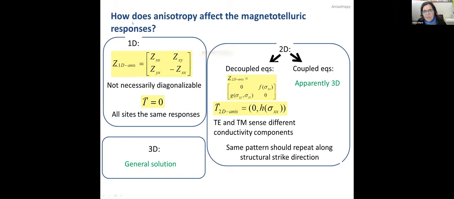How does the anisotropy affect the magnetotelluric responses? I summarize it very, very briefly. In 1D, the impedance tensor has different components in the off diagonals, and the same components in the diagonals but with different signs, and is not necessarily diagonalizable. So it's not always possible to find a direction in which the matrix becomes off diagonal. A characteristic, though, that will give us the main hint is that the tipper is zero, even if we have this type of impedance tensor. So this apparent inconsistency is one first hint about the presence of anisotropy.